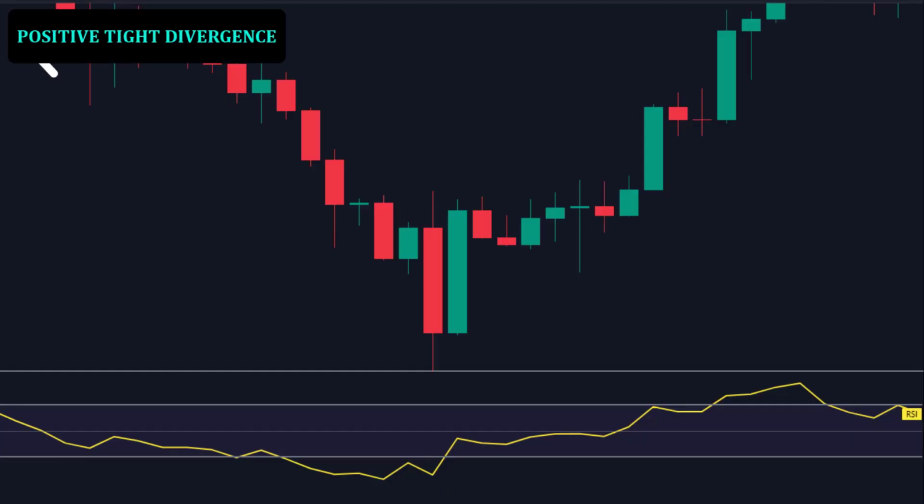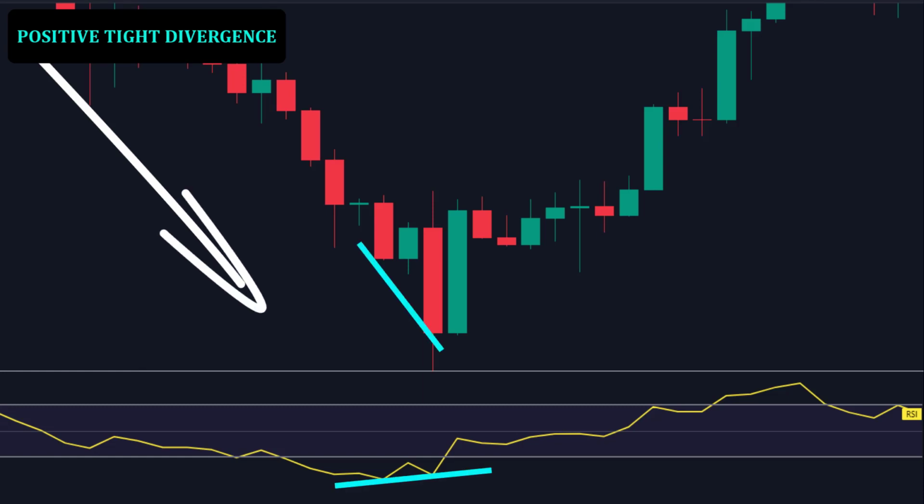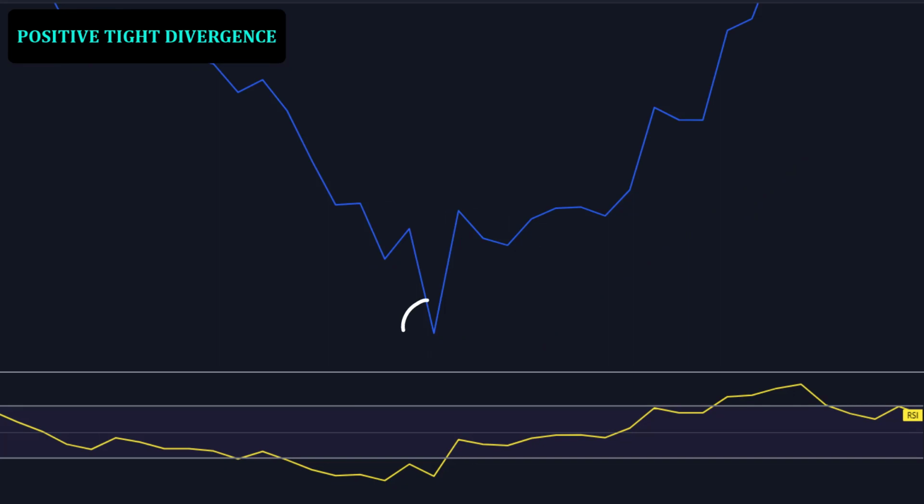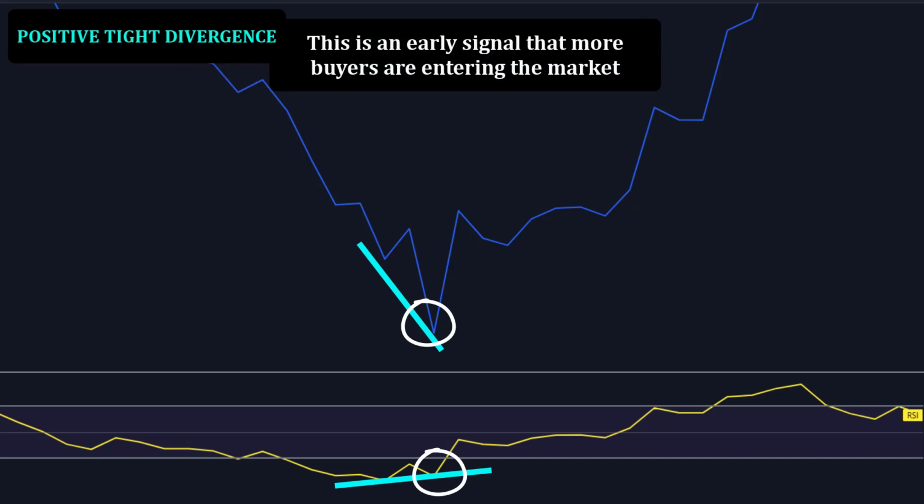A positive tight divergence starts with a downtrend before the divergence formation because the price made a lower low and the RSI made a higher low, causing the price to reverse. This is more visible with a line chart, so let's change this chart to a line chart. Now you can see that the price made a lower low and the RSI made a higher low, forming the divergence. This is an early signal that more buyers are entering the market, and the price later reversed to the upside direction. Let's switch back to the candlestick chart.